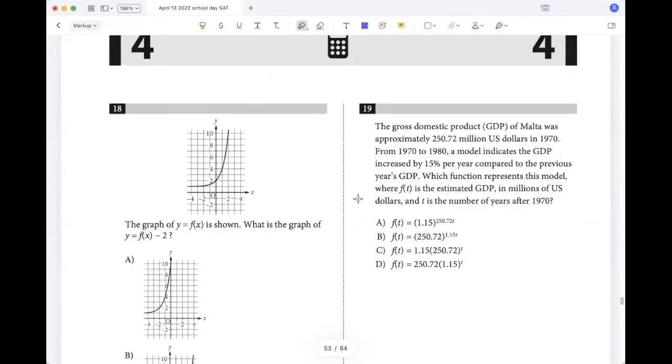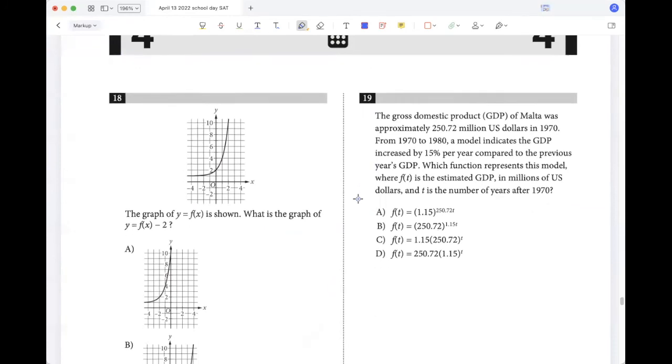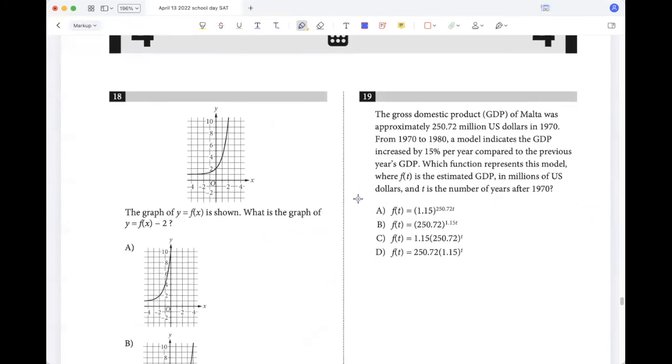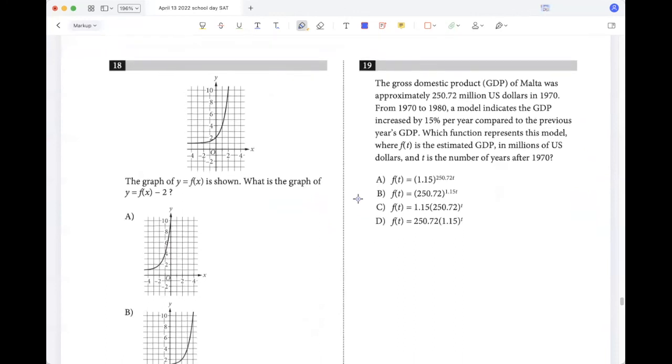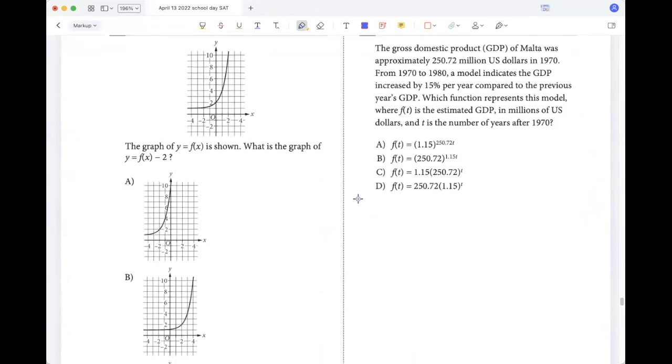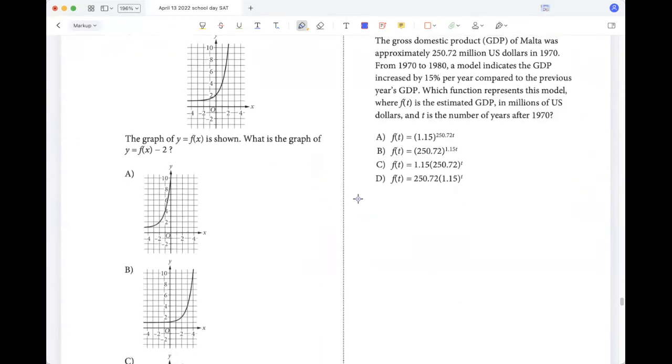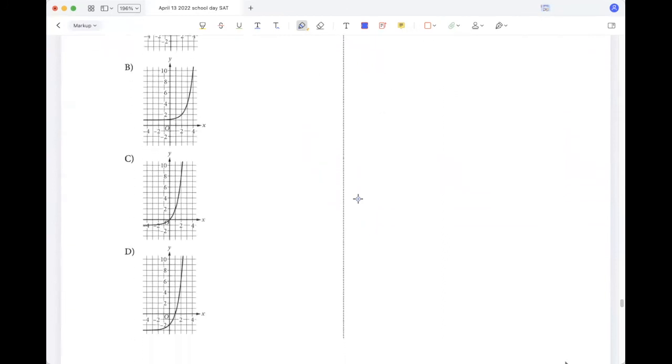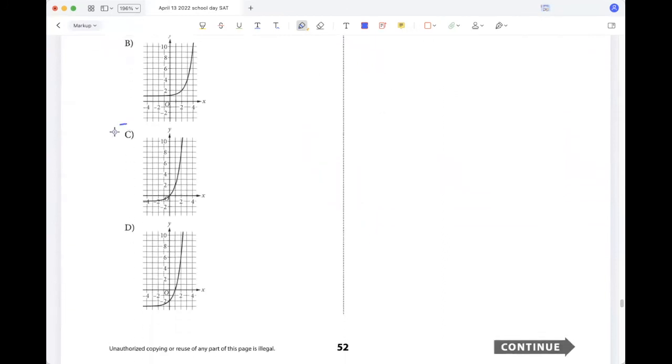The graph of y is equal to f(x) is shown. What is the graph of y is equal to f(x) minus 2? So that will just be f(x) shifted 2 units down. So that means that the y-intercept will be at the origin. Yeah, so that's option C.